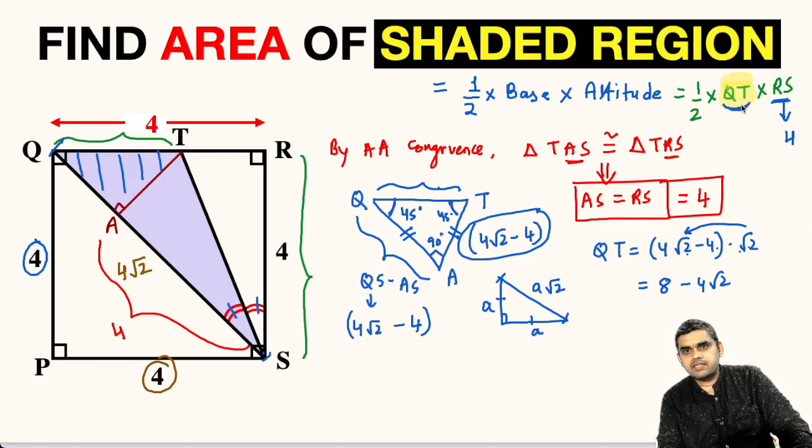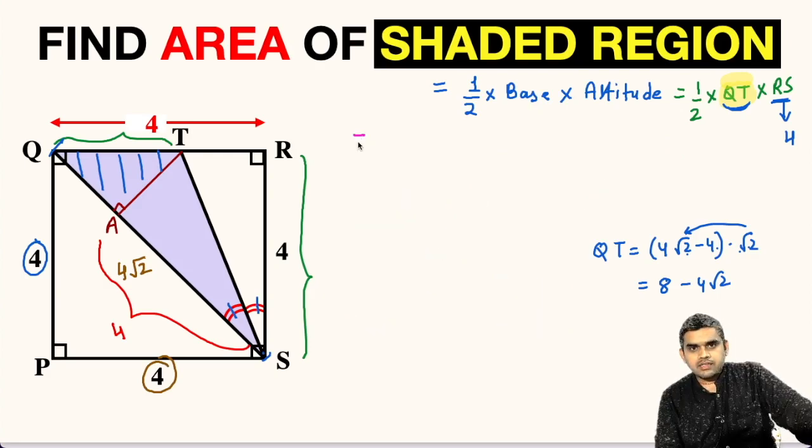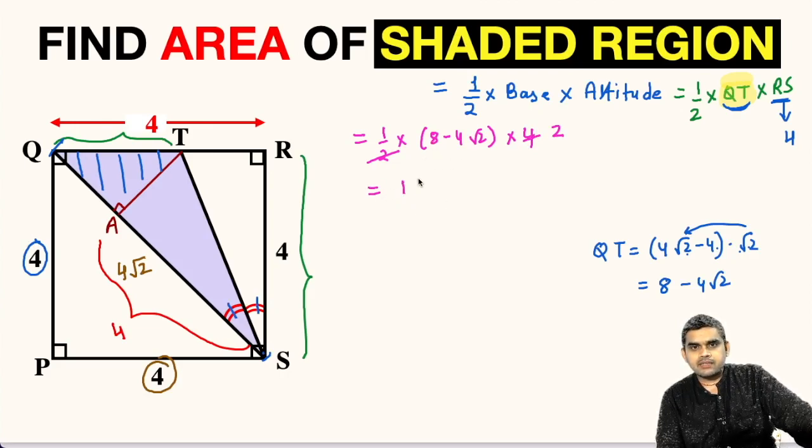We can substitute it here and get the area of the shaded region. So let me clear this. Now the area will be half times QT, which we just found, 8 minus 4 root 2, times RS, which is 4. So we will cancel it by 2. So this will be 2 times 8, that means 16, minus 2 times 4 root 2, which is 8 root 2. So the area of this shaded triangle will be 16 minus 8 root 2 square units.